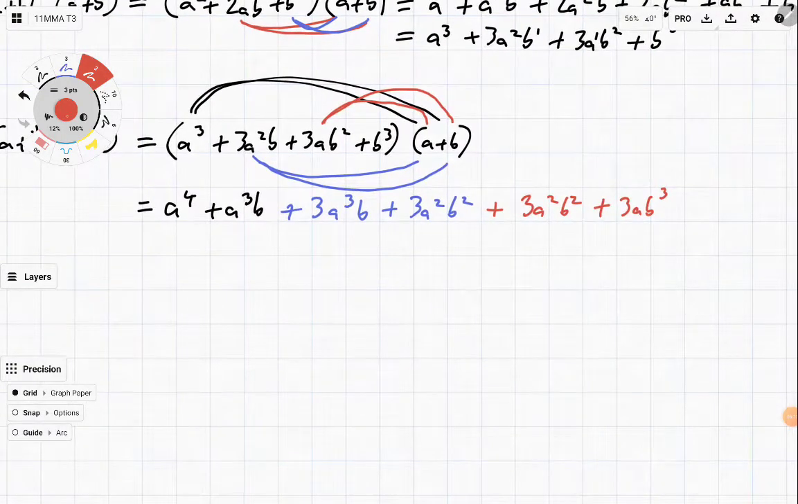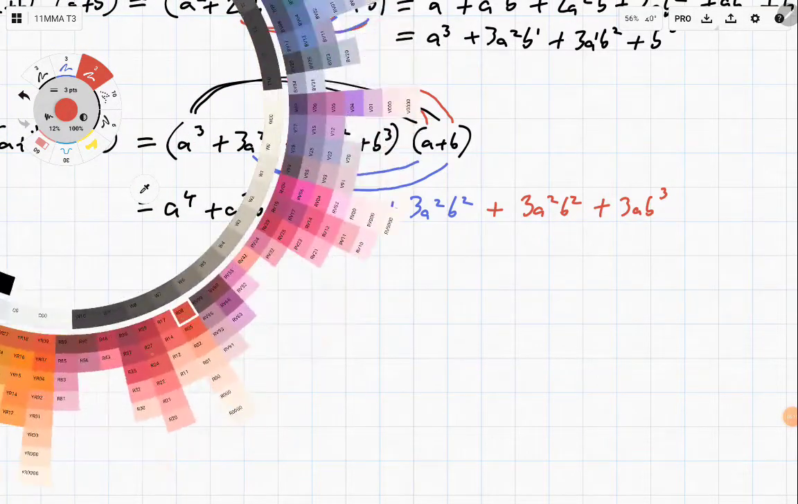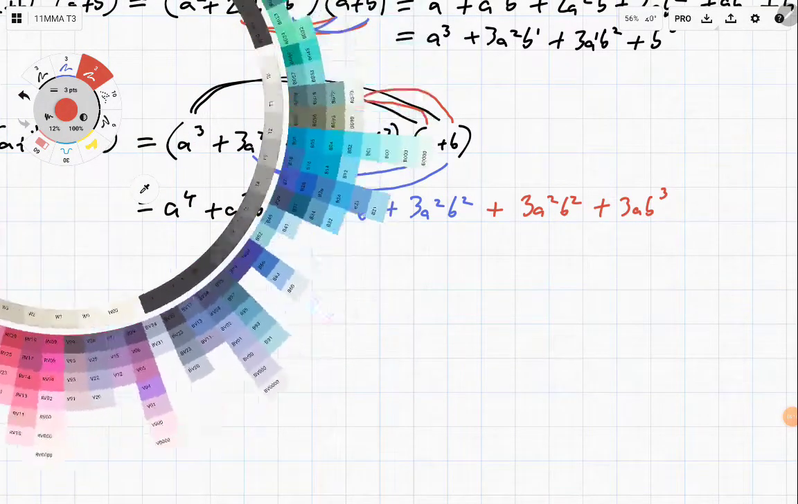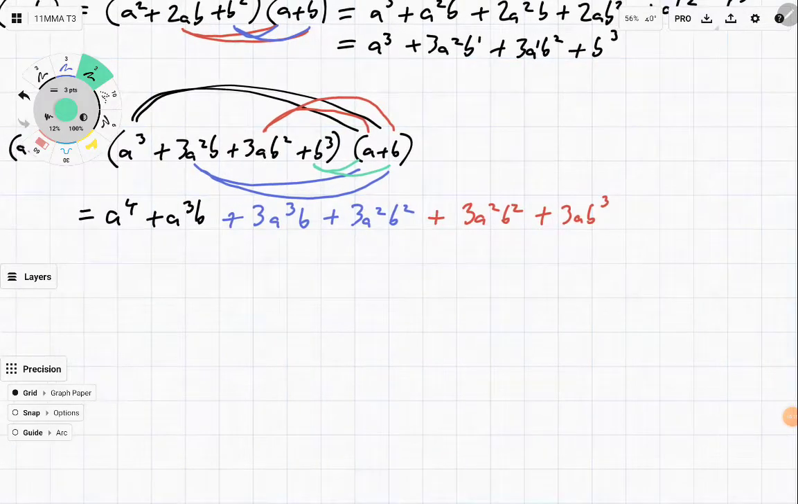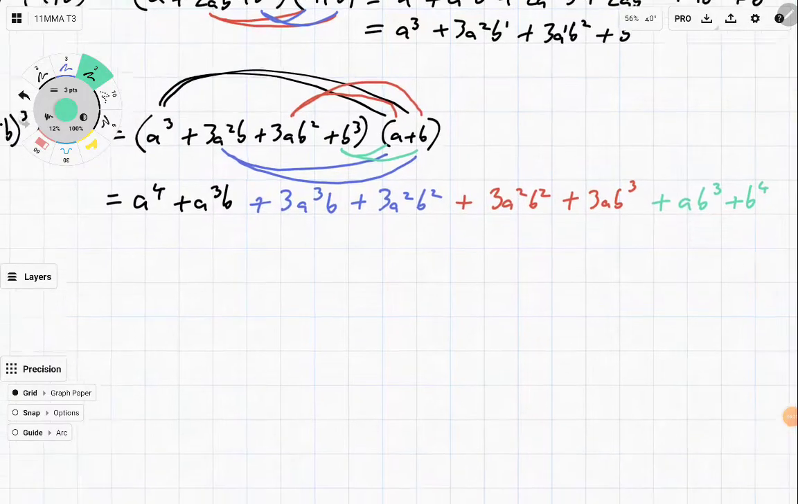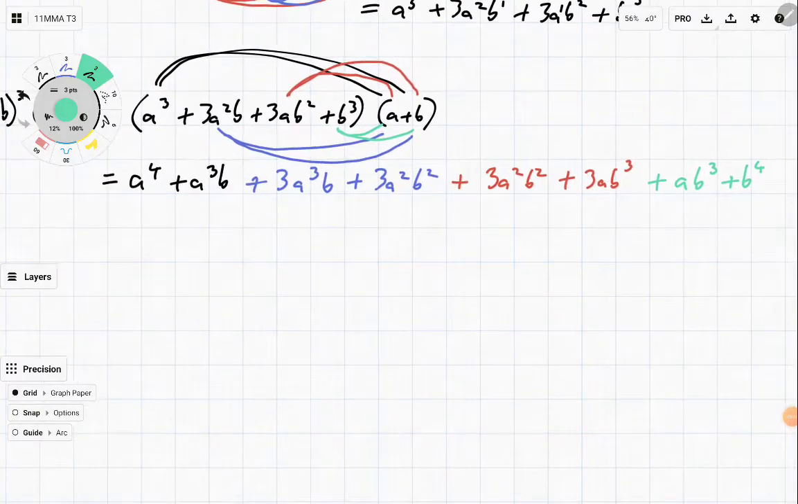Lucky last, change color. Let's do this green. b to the 3 times a, b to the 3 times b, plus ab to the 3 plus b to the 4. Okay, this is just insane amounts of expanding brackets, but it all works out.